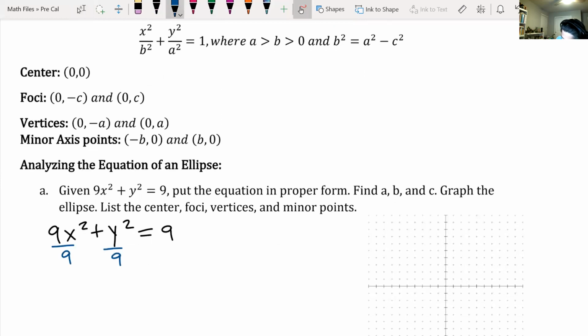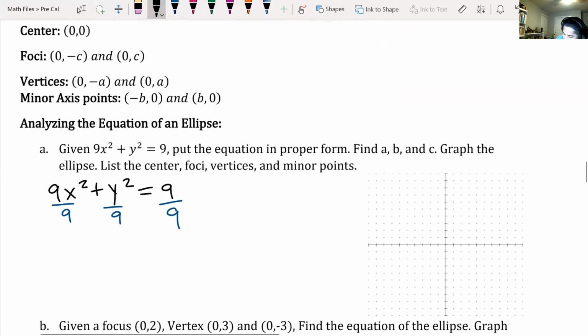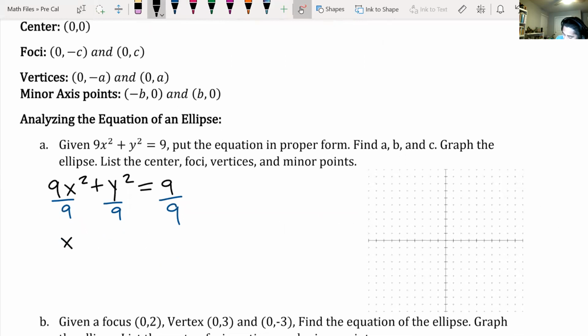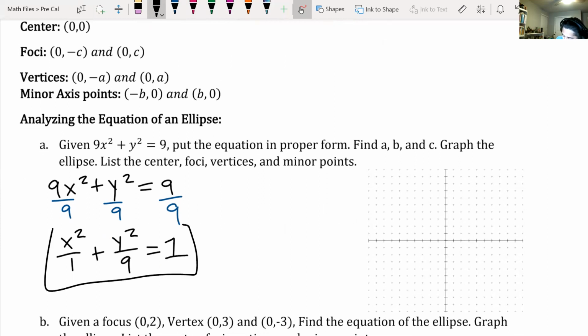B squared and a squared. Yeah, 9. How about divide by 9? And this will give me x squared over 1 plus y squared over 9 equal to 1. Here's the equation of my ellipse. That will have the major axis on the y-axis.